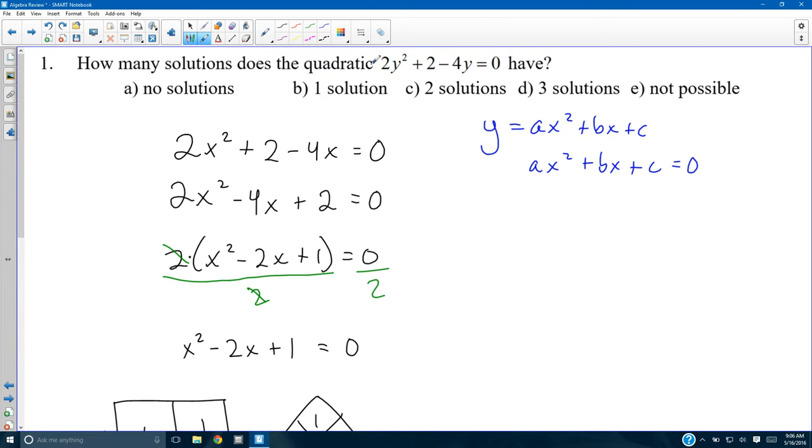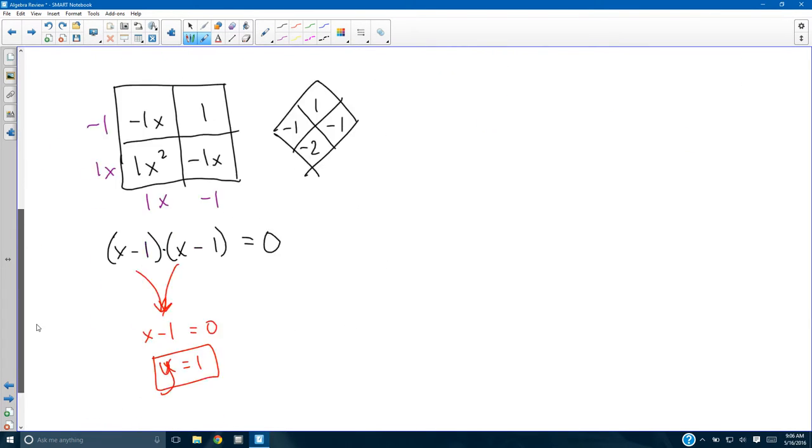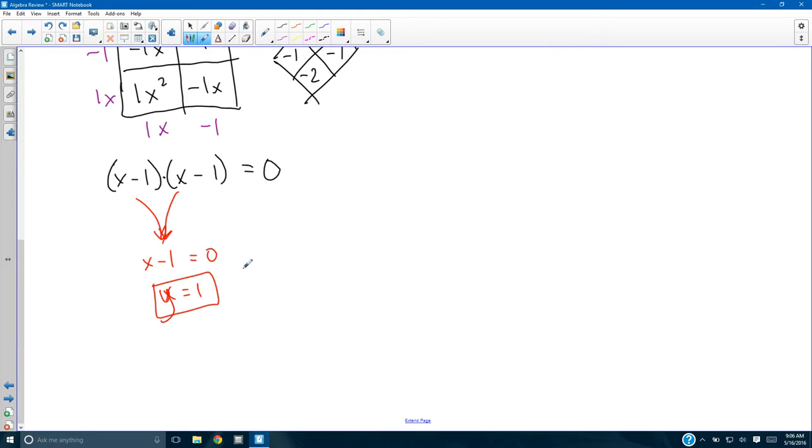But if I substitute 1 for y, 1 squared is 1, times 2 is 2, plus 2 is 4, minus 4 times 1 is negative 4. 4 minus 4 is 0. That still works. The question is, how many solutions did this thing have? The answer is one solution. It didn't have multiple solutions here. You can't say y equals 1 or y equals 1. It's just y equals 1. It has what is called a multiplicity of 2, but there's only one proper solution.